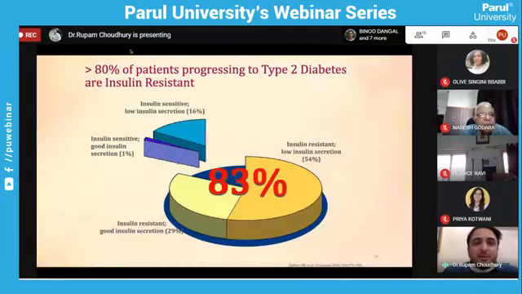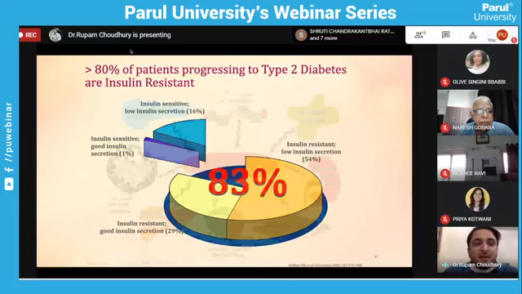More than 80% of patients progressing to type 2 diabetes have insulin resistance. So as we have learned, more than 80% of type 2 diabetic patients will have signs of insulin resistance, and clinically, when we look at those patients, they can have acanthosis nigricans, which is a sign of insulin resistance found in our diabetic patients.